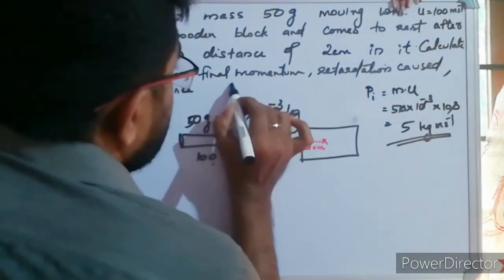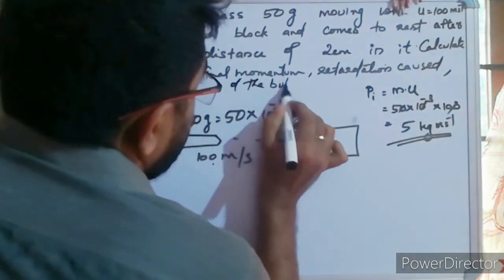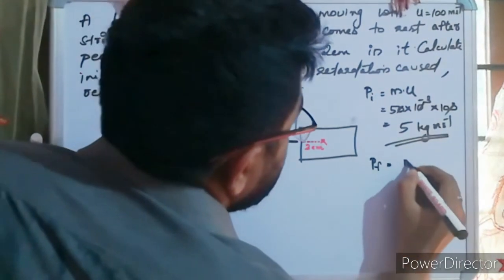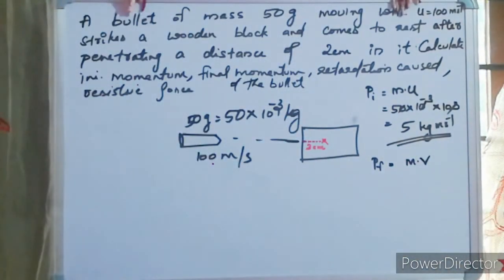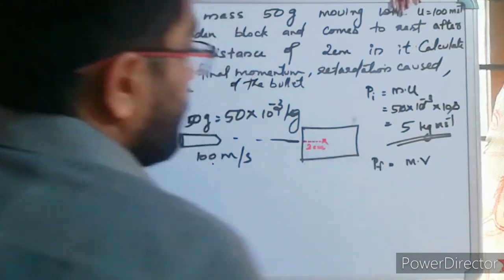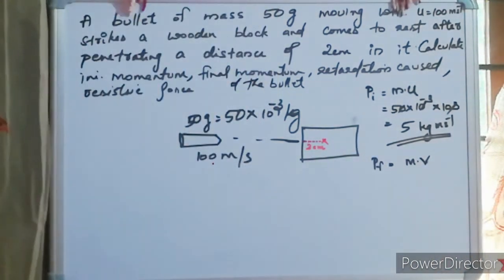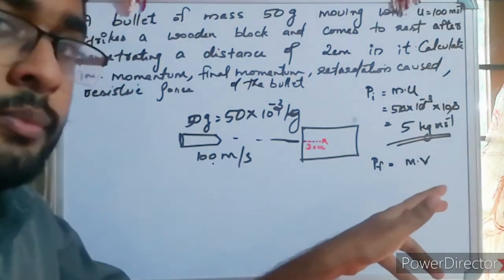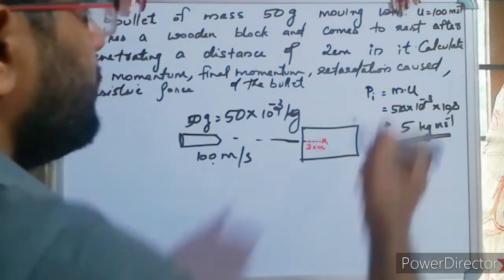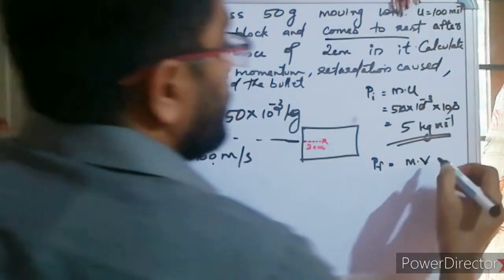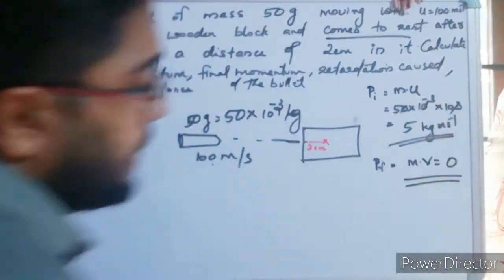For the second part, you are asked to calculate the final momentum of the bullet. Final momentum Pf is equal to m into v. But there is a problem. Do you know the value of this v? What is the value of v? It is of course 0, right? Because the bullet comes to rest after penetrating a distance of 2 centimeter. So final momentum is equal to 0.